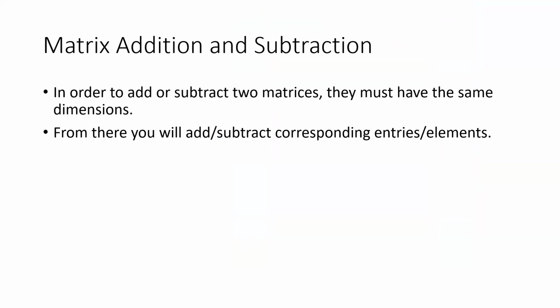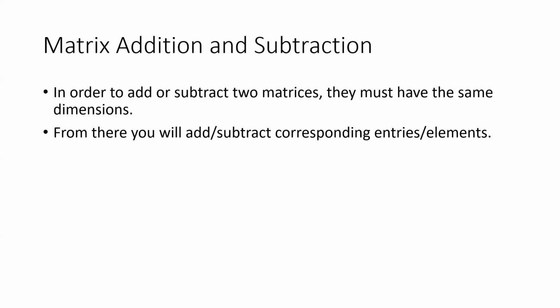Now we're going to talk about how you add and subtract matrices, okay? In order to add or subtract two matrices, they must have the same dimensions, meaning that the R and the C have to be the same, okay? If they're not the same, then you just say no solution, not possible, right? So all you're doing literally is just matching corresponding entries, elements, to each other. So if they're both element 11, they're going to be added or subtracted together. If they're both element 12, they're going to be added or subtracted together.